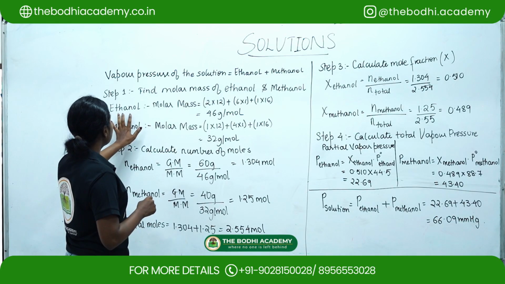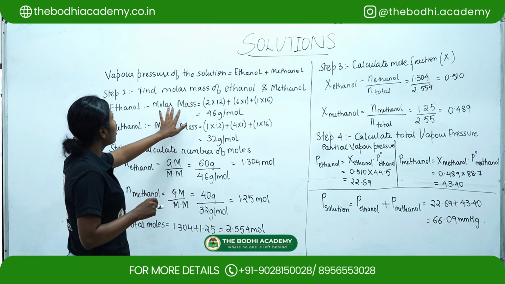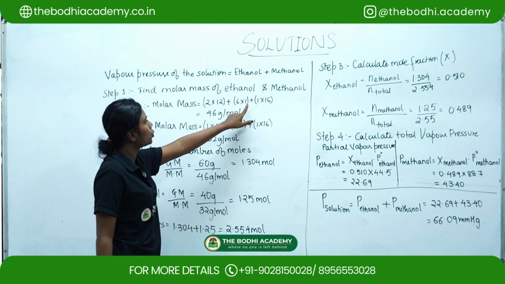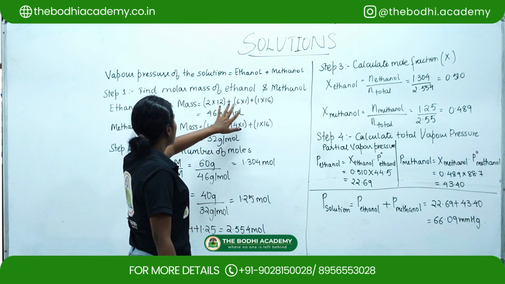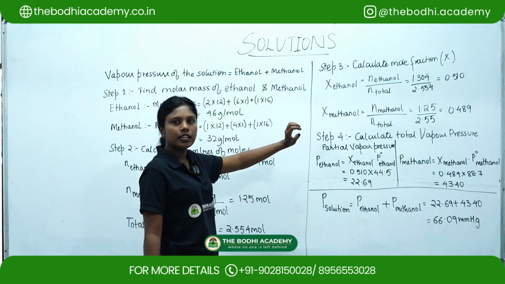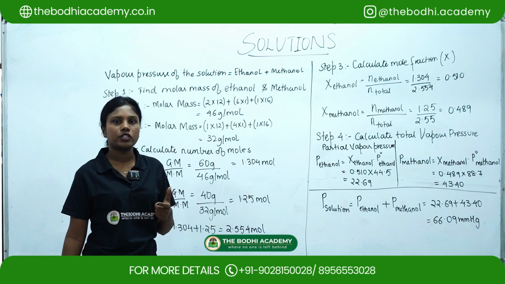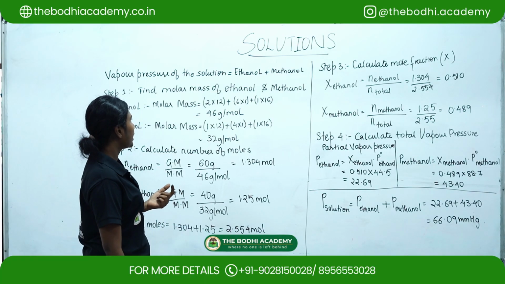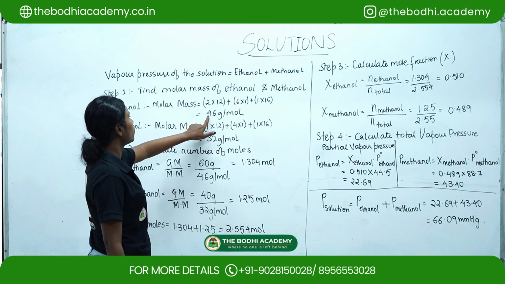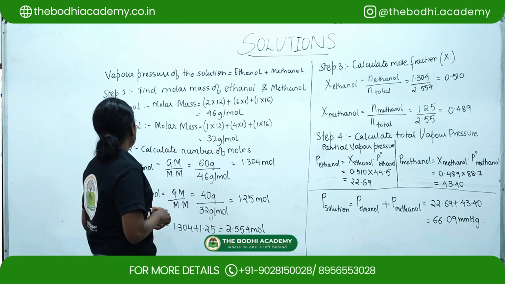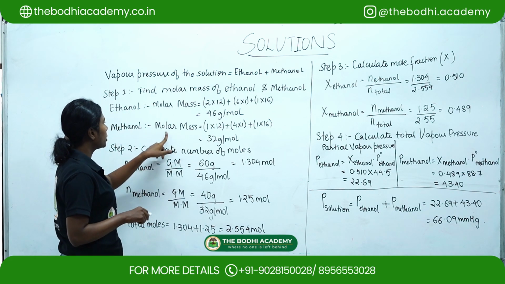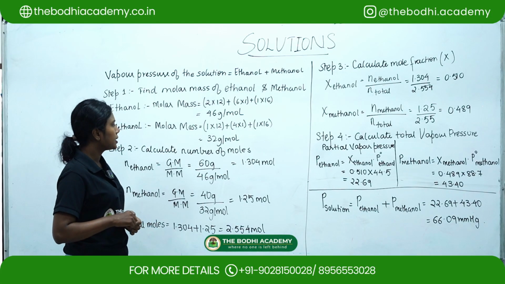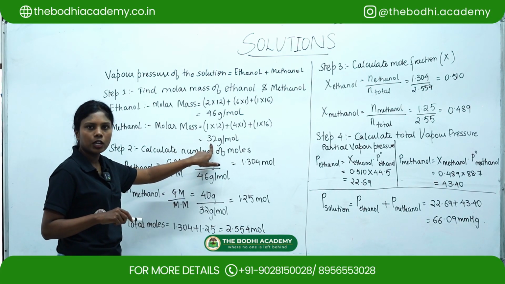So for that, with regards to ethanol, the molar mass equals 2 into 12 plus 6 into 1 plus 1 into 16. All these 12, 6 and 16 are actually given in the question, that is, their atomic masses are already noted down. So we have to only calculate their molar mass. So that comes to 46 grams per mole. Second, with regards to methanol, the molar mass is again 1 into 12 plus 4 into 1 plus 1 into 16, which comes down to 32 grams per mole.